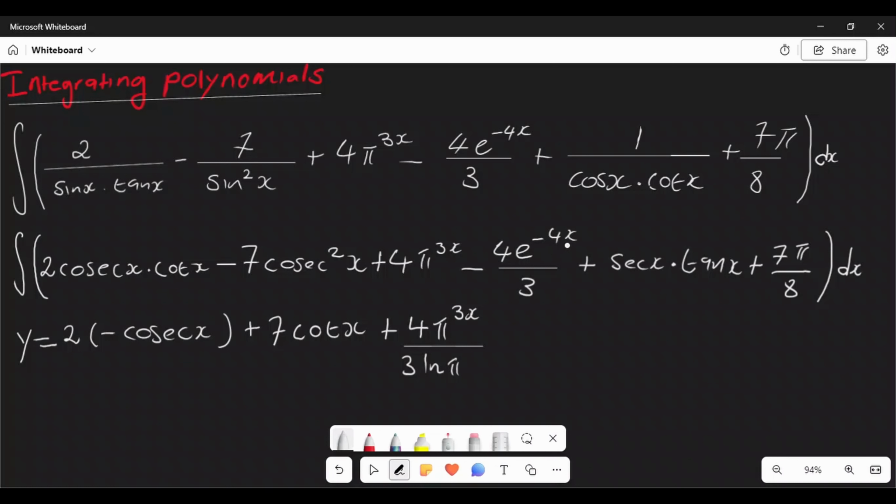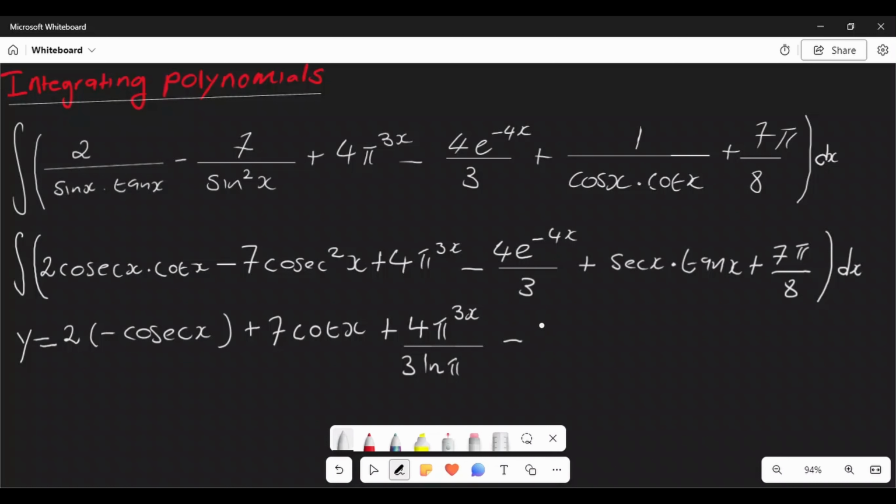This one, as you can see, is still an exponential integral. We have 4 as a coefficient, e as a base, and -4 as a coefficient of x, with x as an exponent. Now we have divided by 3. So as you can see here, since x is our exponent, this is an exponential integral.